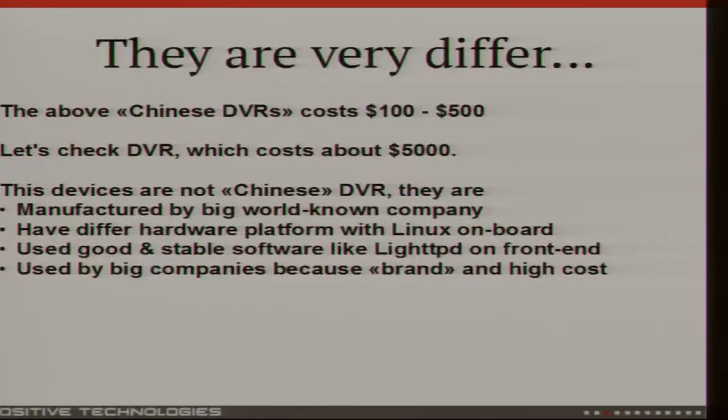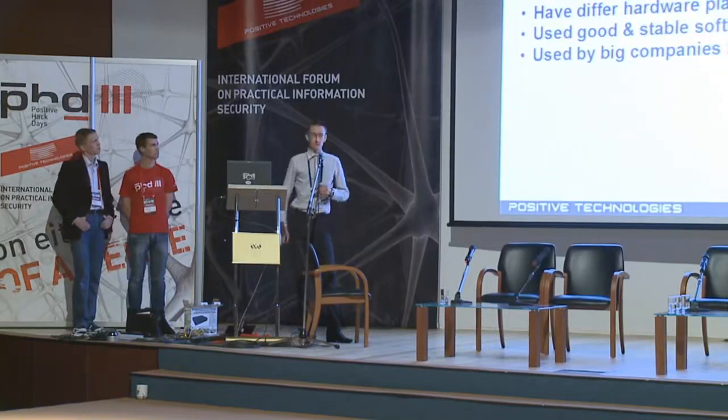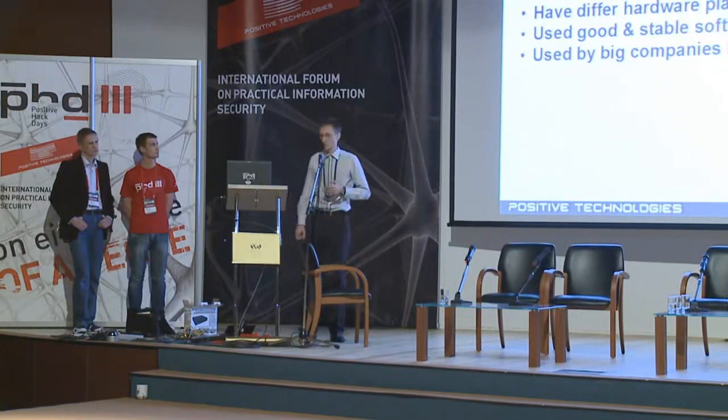Okay, these were Chinese DVRs, but there are also non-Chinese DVRs, and they are really different. They cost much more. The Chinese DVRs cost from $100 to $500 maximum, and the non-Chinese DVR that you've been looking at costs $5,000. The retail price is 170,000 rubles. And these devices are really different. These are not ARMs. These are totally different platforms.